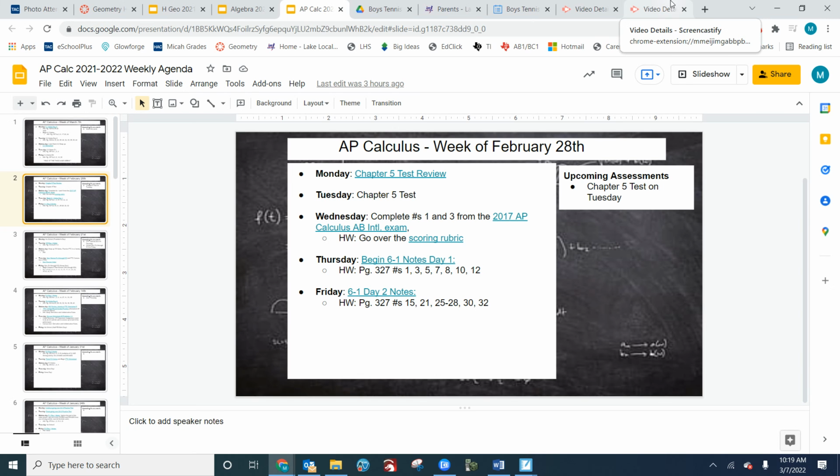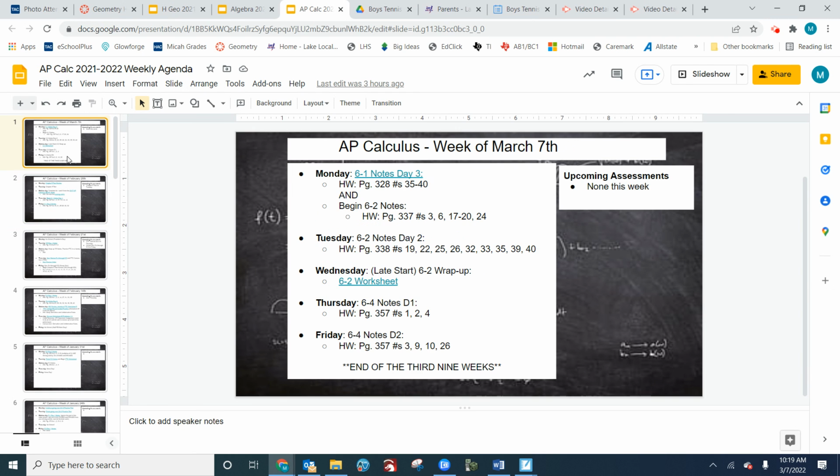Here's the week ahead. Nope, that's wrong. Wrong week. Here we go. 6-1, day 3. We'll wrap it up here hopefully pretty quickly and then get into 6-2.